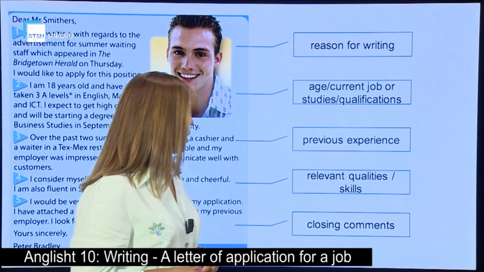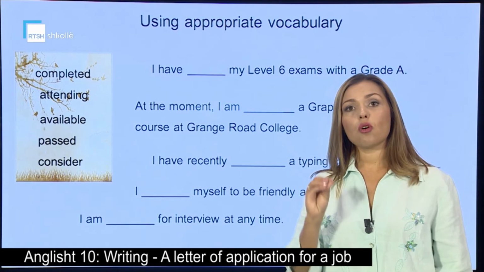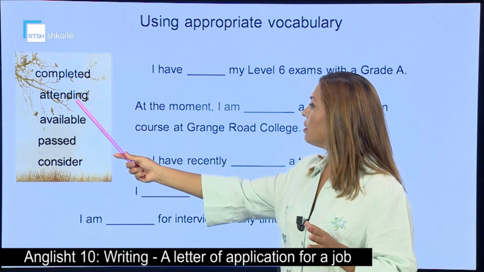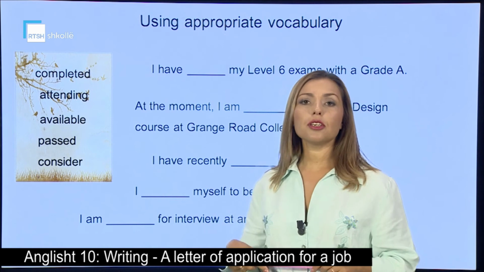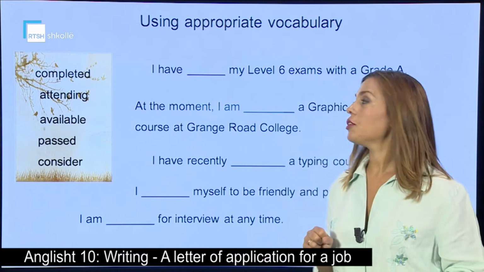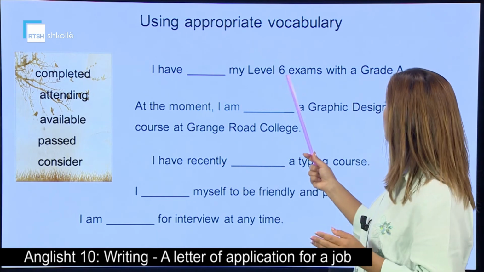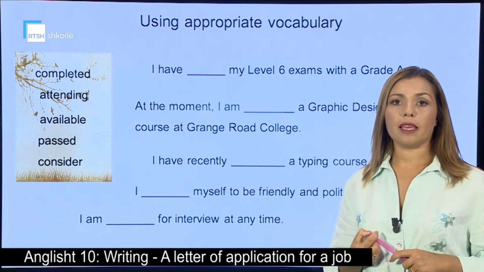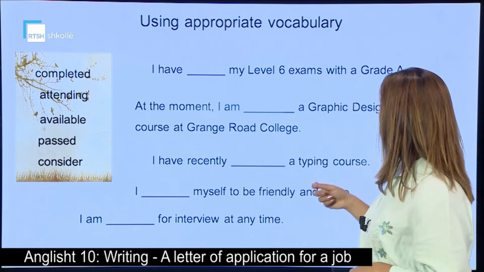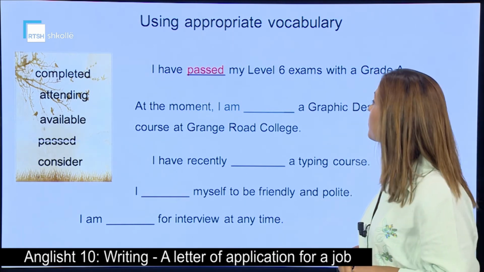All right, let's move on with some vocabulary that you need to use in your writing. So we have the words completed, attending, available, past, and consider, and some sentences that might help you in your writing later. Okay, I have passed my level 6 exams with grade A. We're talking about exams, so you finish your exams or you pass your exams. So I have passed my exams.